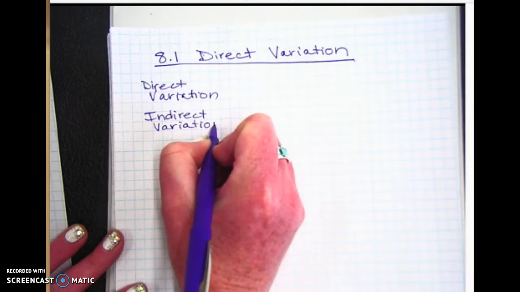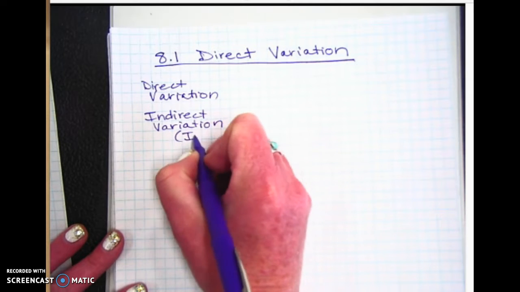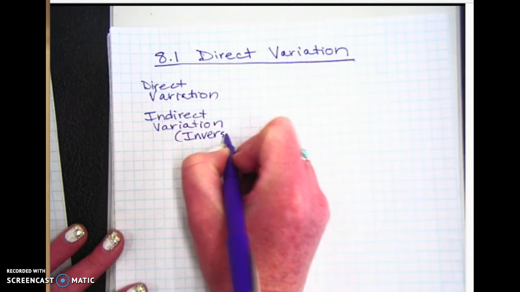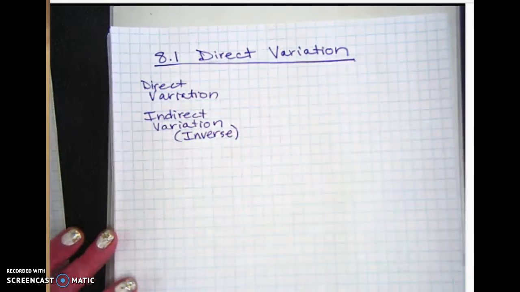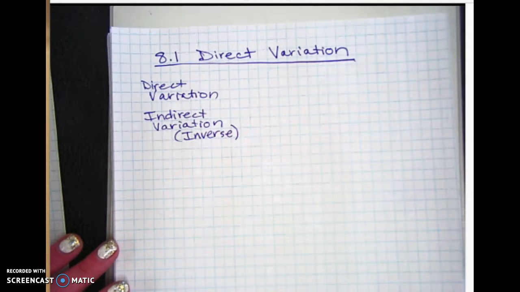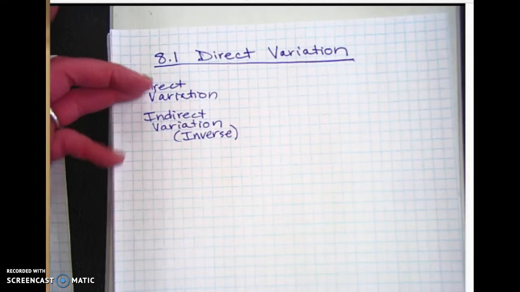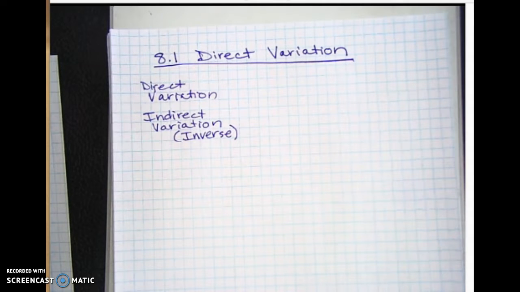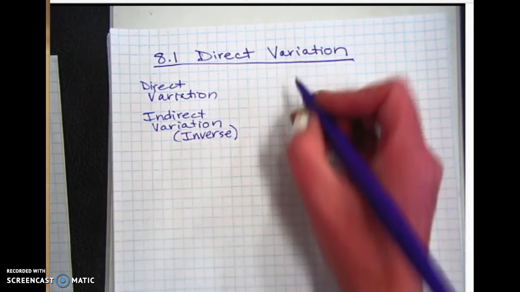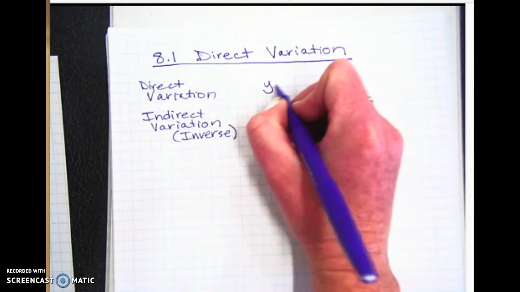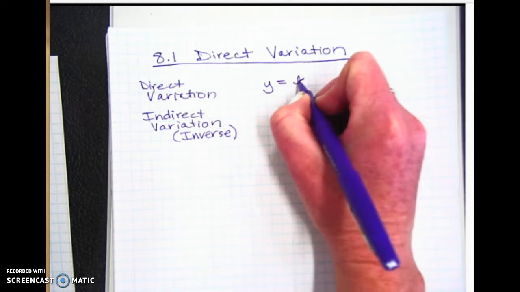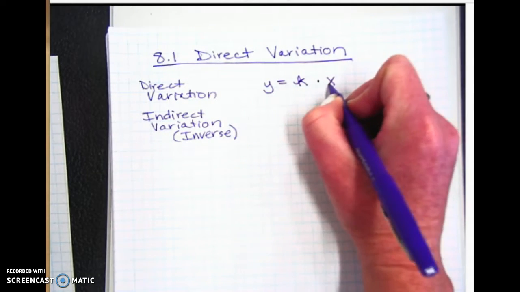And so indirect also is sometimes called inverse variation. So just depending on what term the book uses or how you look it up, you can see it either way. Okay, and each of the two types of variations has an equation. So direct variation, the one that we're going to use today, is y equals k times x.